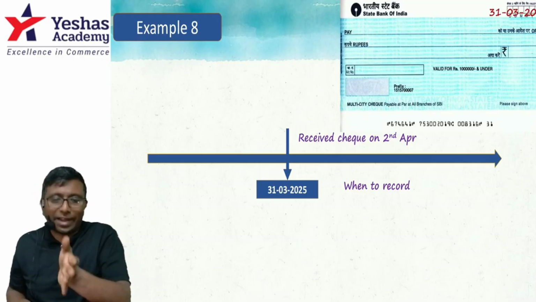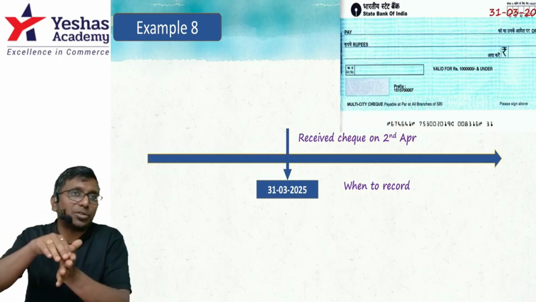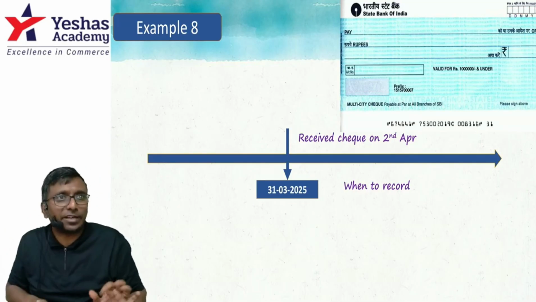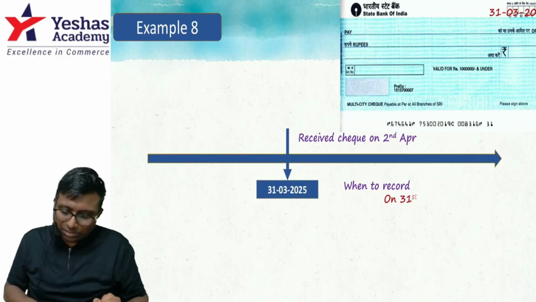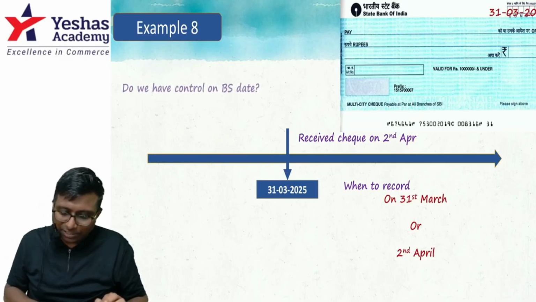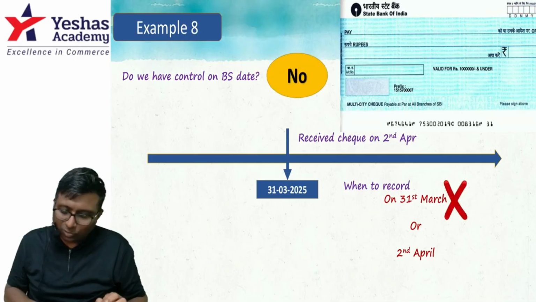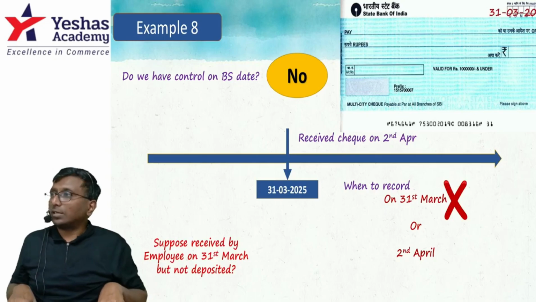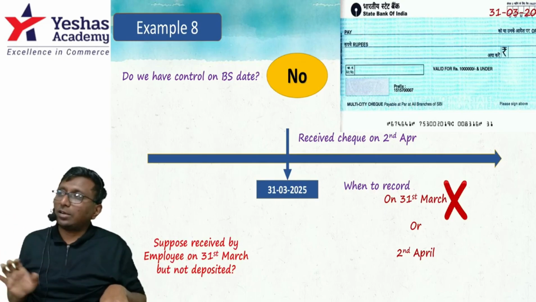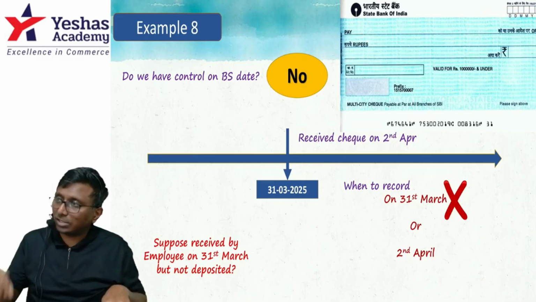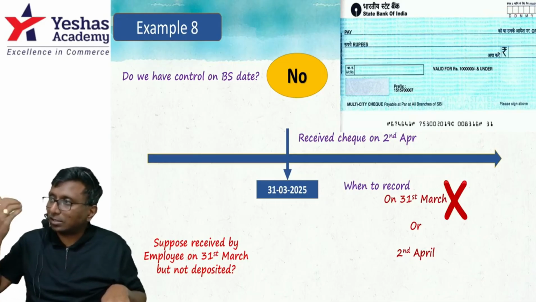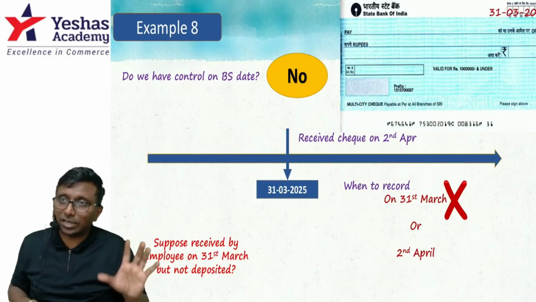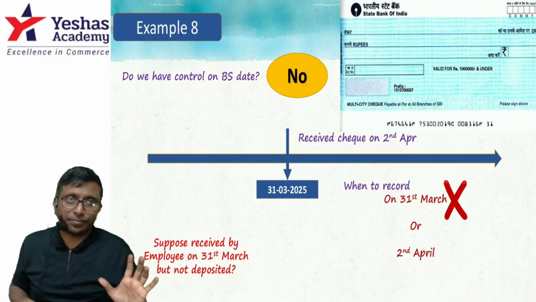If I had a check, I would have the right to go to the bank and deposit it. That's why we'll record bank account debit to debtor when you receive the check itself. So when to record, on 31st March or 2nd April? Do we have control on the balance sheet date? Obviously, I don't have control. The control only came on 2nd April. I cannot book this asset as on 31st March. We'll continue to record the debtor. Is this clear?